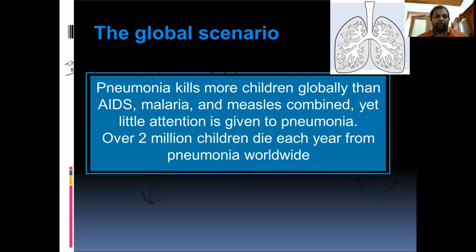About the global scenario: pneumonia kills more children globally than HIV/AIDS, malaria, and measles combined, yet little attention is given to pneumonia. Nowadays pneumonia is discussed broadly because of COVID-19. Anyway, viral pneumonia, bacterial pneumonias, infectious diseases are the number one killer in the world, and pneumonia is also top of the list. Over 2 million children die each year from pneumonia worldwide. This is a considerable amount.